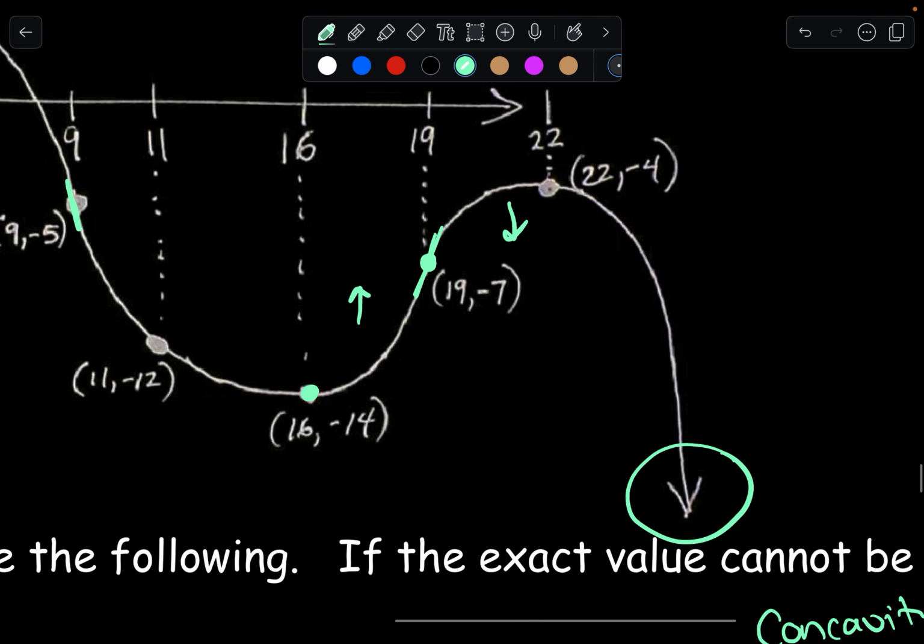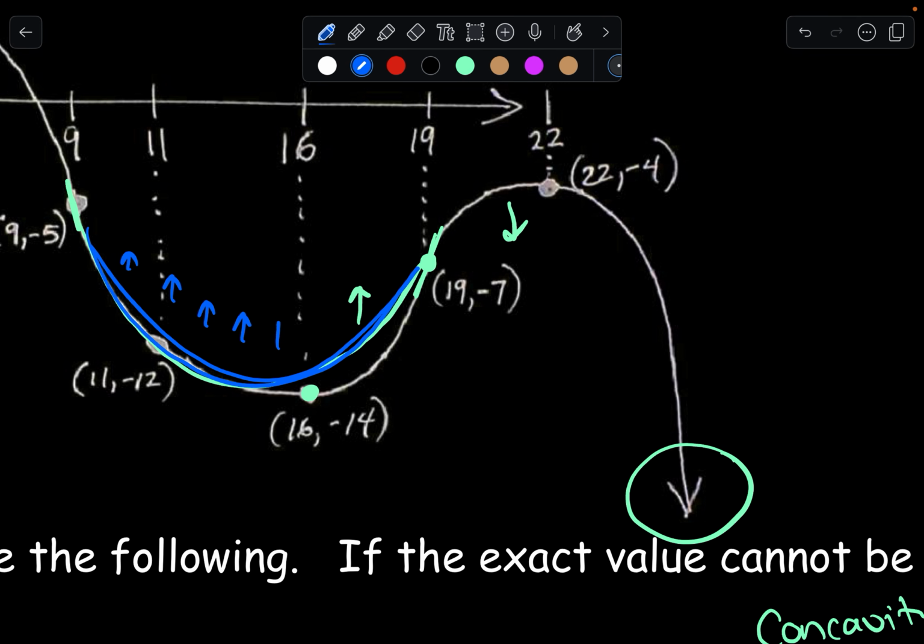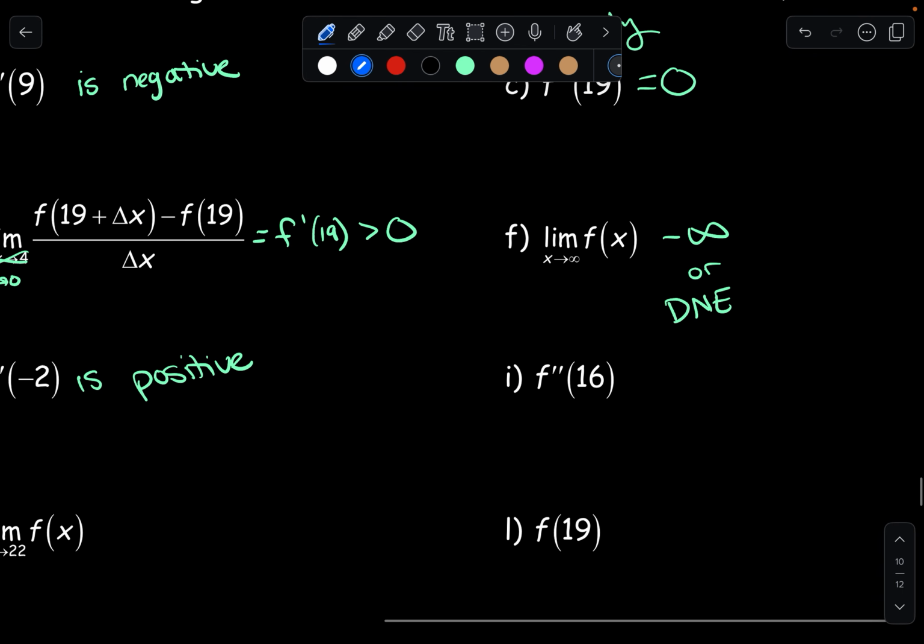I, f double prime of 16, we are looking at the concavity at x equals 16. So all of this here from x equals 9 to 19 is going to be concave up. So any point within this interval, their second derivative is going to be greater than 0 or positive, because they are all points that lie where f of x is concave up. So that means this will be greater than 0.